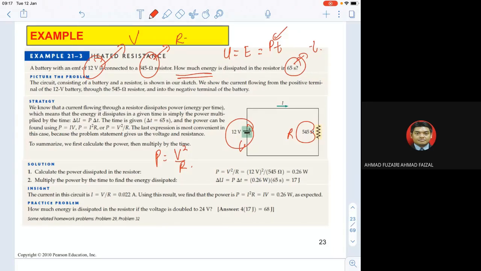If you try it this way, from V equals IR, you find I, which is V over R, get I first, and then get P equals IV. That is okay, you can still get the right answer. But that requires you to get I first.